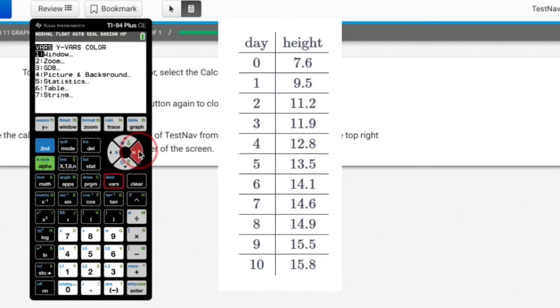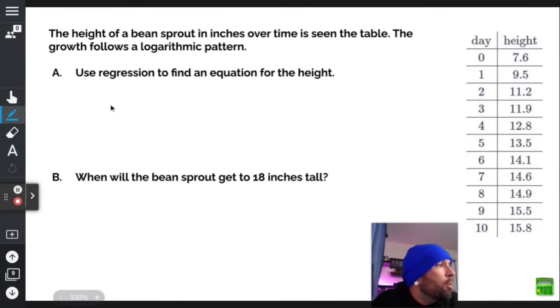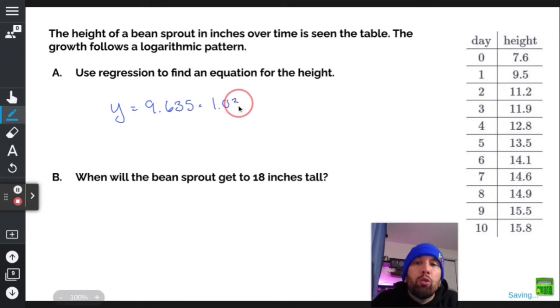So I'm going to go to vars, yvars, and then hit enter on the function. Then I'm going to calculate it and get my equation, which should be written out as y equals 9.635 times 1.034 to the x. So after using exp reg, we end up with y equals 9.635 times 1.034 to the x. Now, B is saying, when will this get 18 inches tall?